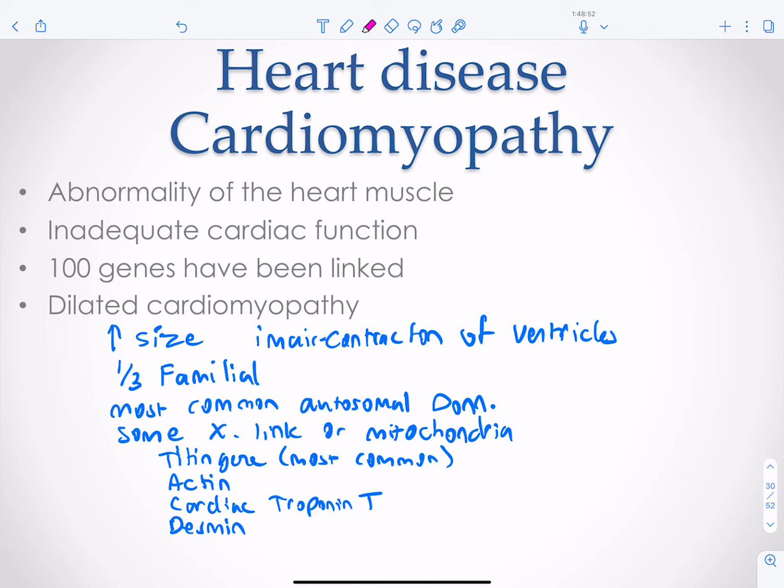So you have dilated cardiomyopathy, which means you have an increase in size, and leads to the impaired contraction of ventricles. This is about a third familial. The most common is going to be autosomal dominant, and some X-linked or mitochondrial influences as well. You have a Titin gene mutation, which is going to be the most common. We also can have desmin-affected actin, and of course your troponin can also be influencing this.